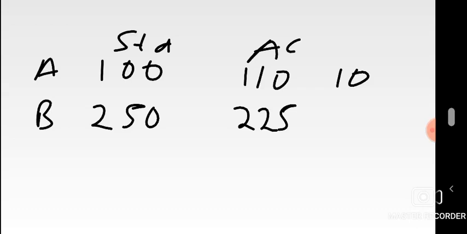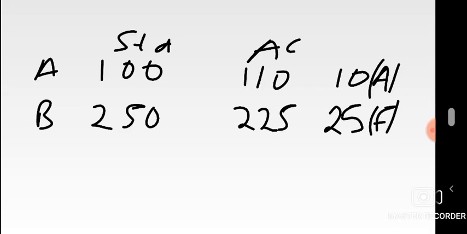If standard is less than actual, then you have an adverse variance, because these are costs. Your actual result is more than what was planned, which is not a good thing. Then standard for B is 250 and actual is 225. Well, this is a favorable variance. Why do I say that? The standard is higher than the actual, meaning they worked well, so it becomes favorable.